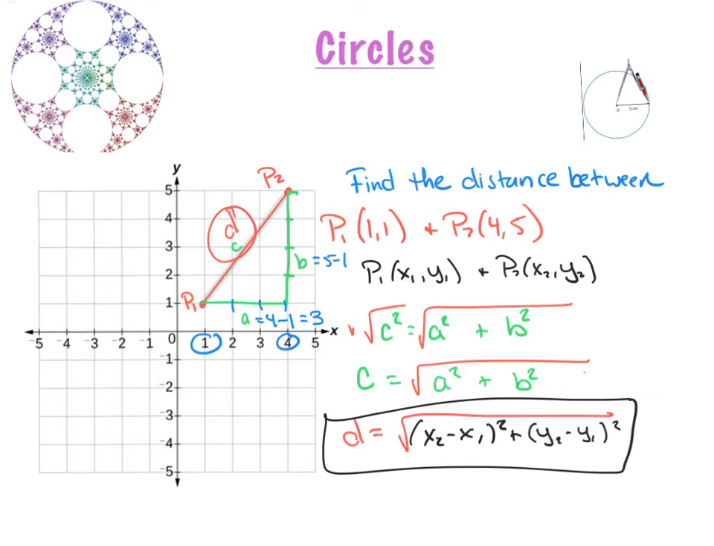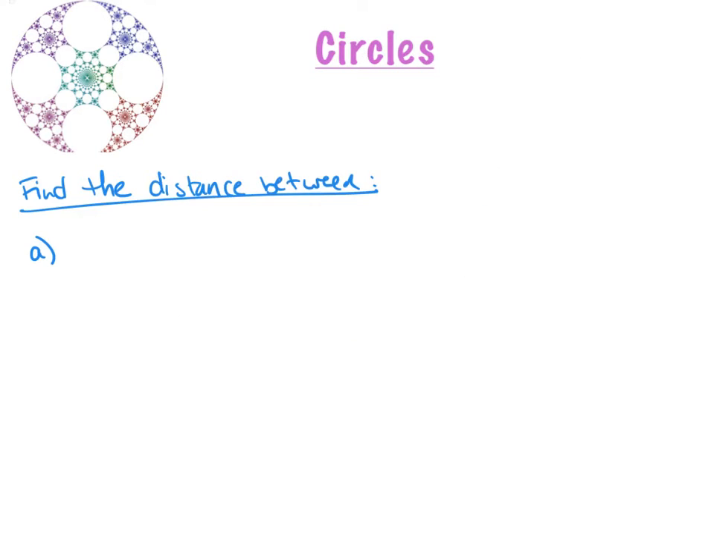Let's practice that with a couple of problems. Let's first find the distance between the 2 points P1, given by 3, negative 4, and P2, given by negative 7, 2.